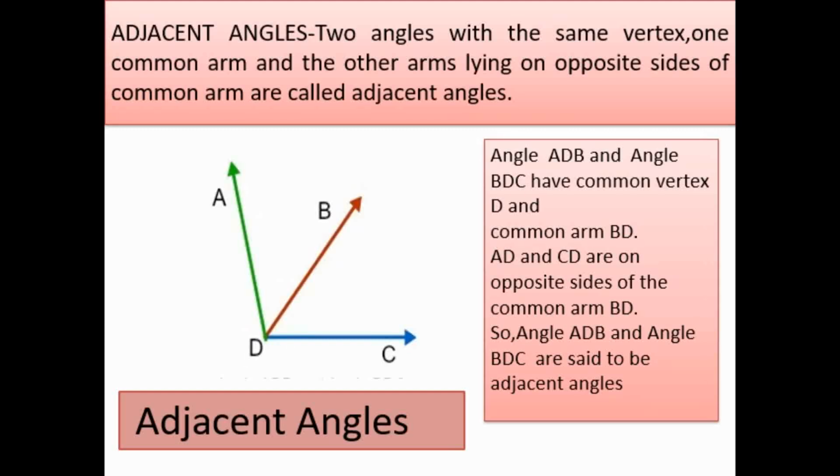Now let us see the definition of adjacent angles. Two angles with the same vertex, one common arm, and the other arms lying on opposite sides of the common arm are called adjacent angles. See the figure where D is the common vertex, BD is the common arm, and AD and CD are the other arms lying on opposite sides of BD, which is the common arm. So this is an example of adjacent angles.